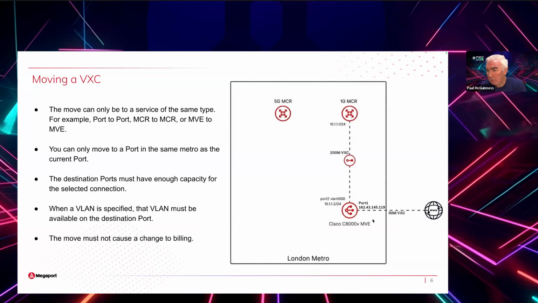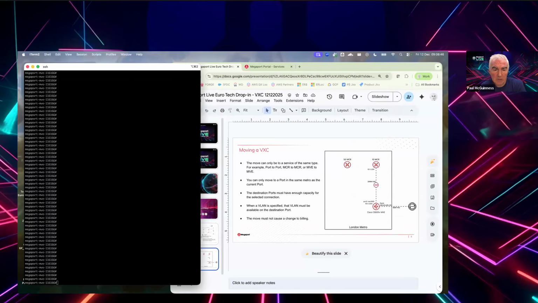So this is what I've built up already. I've got a Cisco C8KV in autonomous mode running on a Megaport Virtual Edge. It has an internet connection on this IP address. And then I have two MCRs. I have a 1 gig MCR and I have a 5 gig MCR. And then I have a VXC that is running at 200 megabits per second across those. And we have this in the London Metro. So let me just go out of the slides and I'll share my screen.